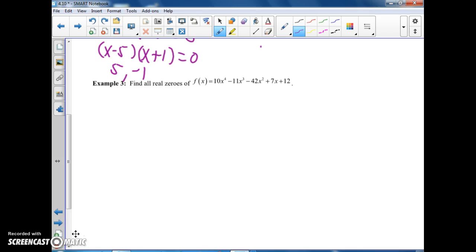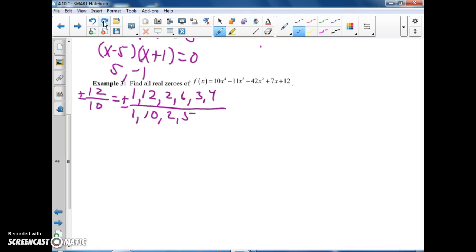Okay, so here we go. The first thing we're going to do is P over Q. So here we go, P over Q, right? Which is 12 over 10, plus or minus. Okay, now look at this. That's going to make a whole bunch of these combinations. You'll see all these combinations. Here they all are, right there.